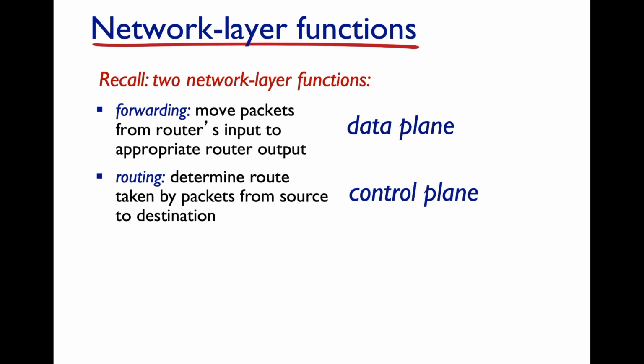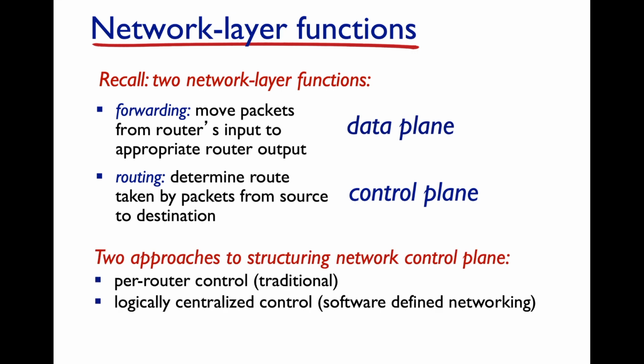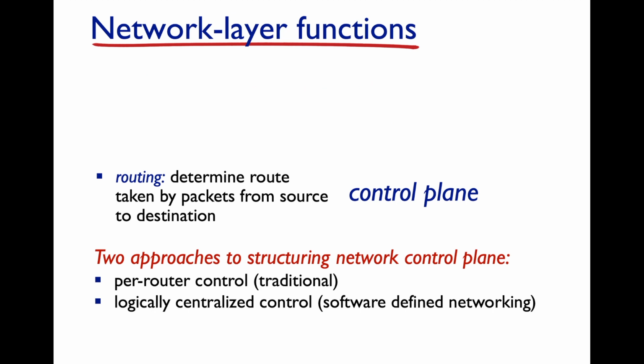So that's going to consider a set of decisions, local forwarding decisions, for a set of routers all throughout your network in order to implement a certain path, and that's called the control plane, when you collect together all of those considerations across your network. Okay, so the routing determines the route taken by packets from your source to destination. That's your control plane, and there are two approaches how you might structure your control plane across the network.